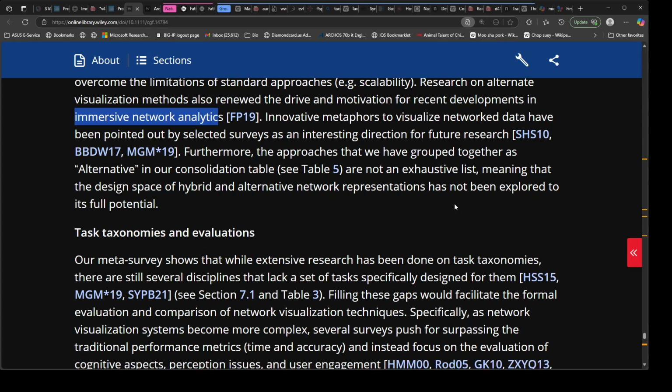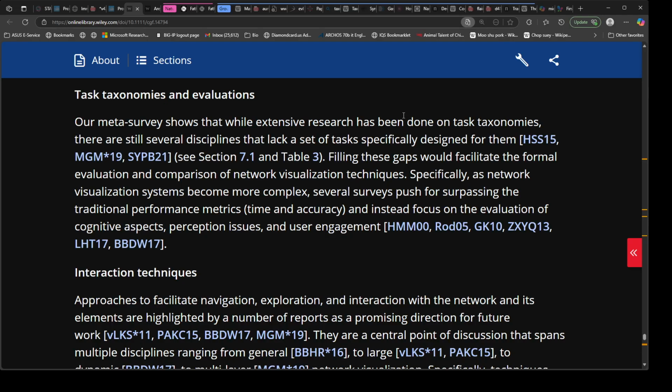Task taxonomies and evaluations. Our meta-survey shows that while extensive research has been done on task taxonomies, there are still several disciplines that lack a set of tasks specifically designed for them, HSS 15, MGM 19, CIPEB 21, see Section 7.1 and Table 3. Filling these gaps would facilitate the formal evaluation and comparison of network visualization techniques. Specifically, as network visualization systems become more complex, several surveys push for surpassing the traditional performance metrics, time and accuracy, and instead focus on the evaluation of cognitive aspects, perception issues, and user engagement, 00, ROD 05, GK 10, ZEC 13, LHT 17, BBDW 17.